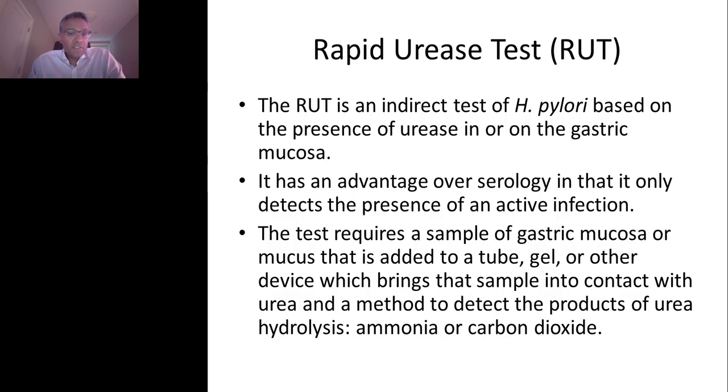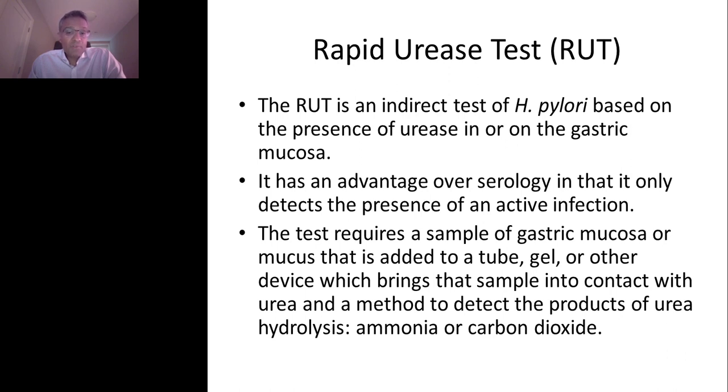The rapid urease test is an indirect test of H. pylori based on the presence of urease in the gastric mucosa. It does require biopsy material, and it has the advantage over serology in that it only detects the presence of an active infection. However, it is an invasive test requiring endoscopy.